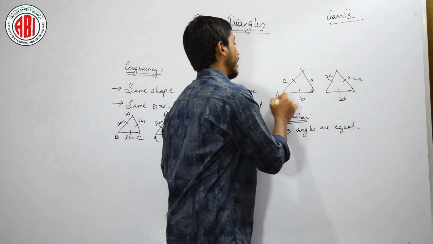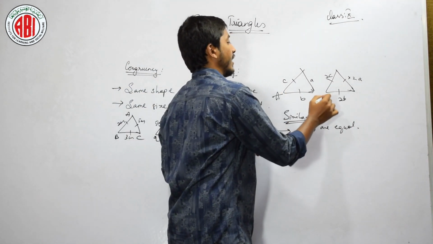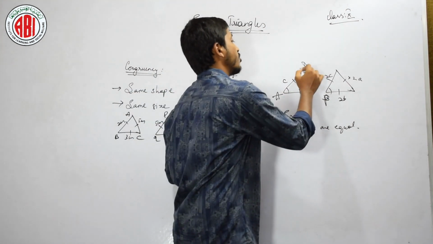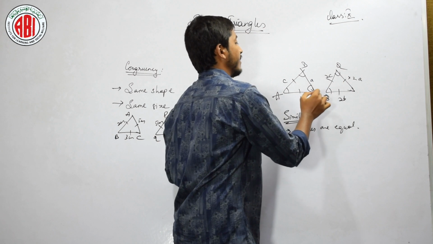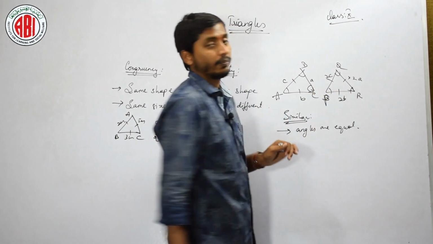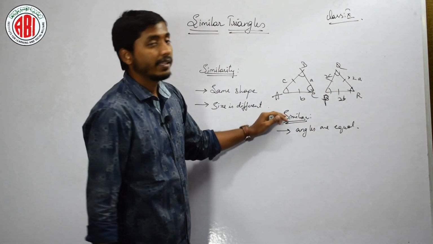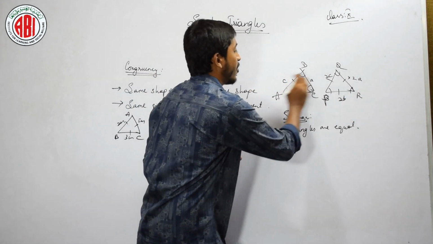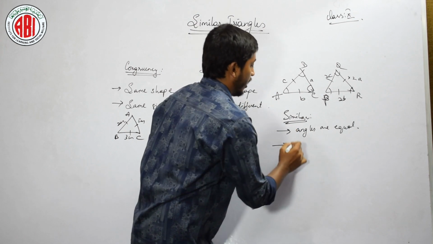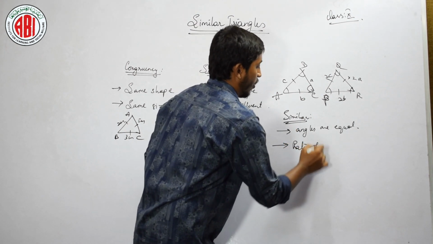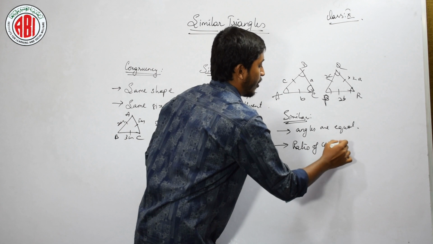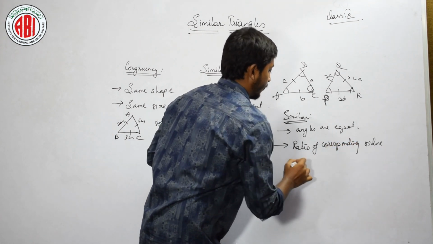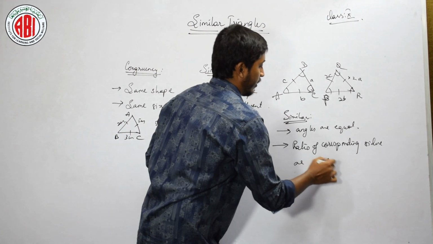For example, angle A should be angle P, angle B should be angle Q and angle C should be angle R. Then only they are said to be similar. And the second condition is that the ratio of corresponding sides is equal.